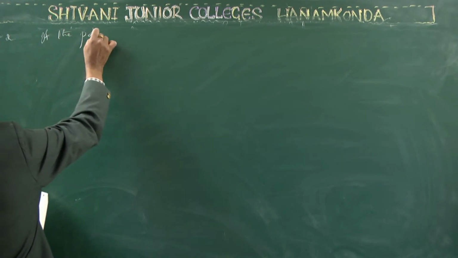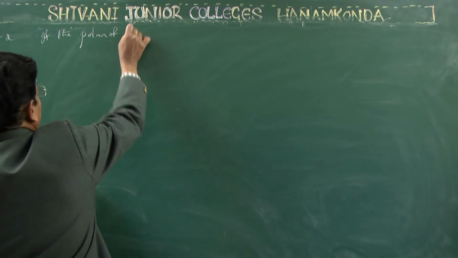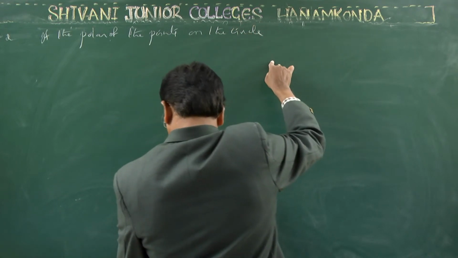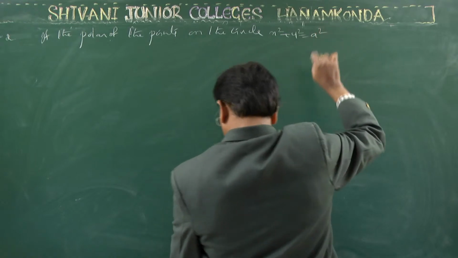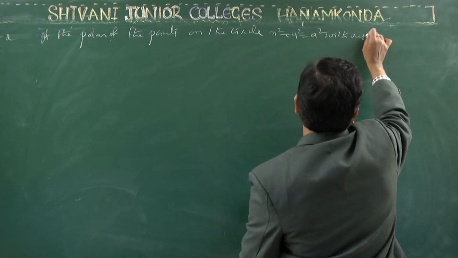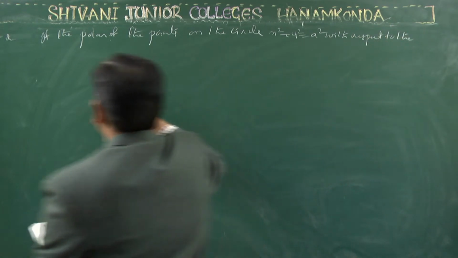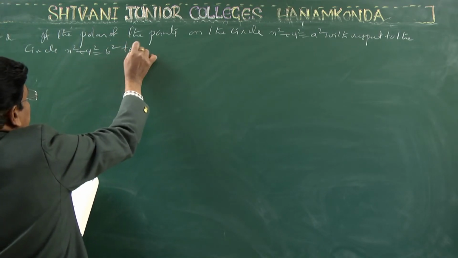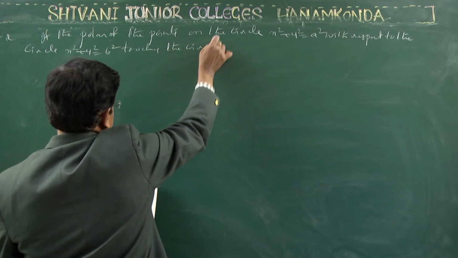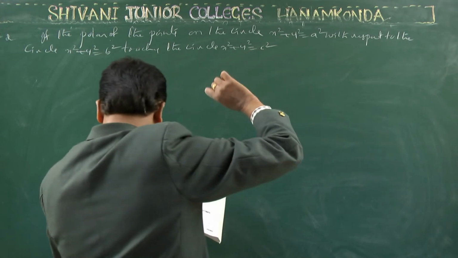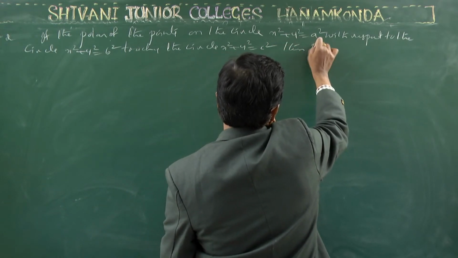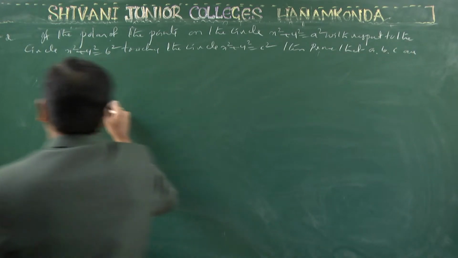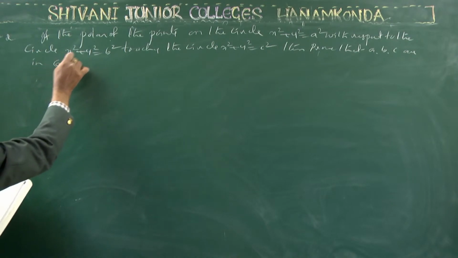If the polar of the points on the circle x square plus y square is equal to a square with respect to the circle x square plus y square is equal to b square touches the circle x square plus y square is equal to c square, then prove that a, b, c are in geometrical progression.